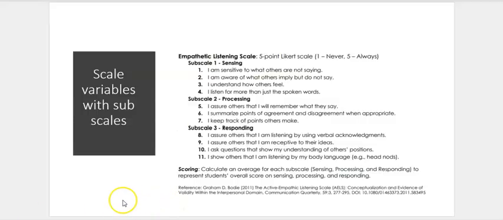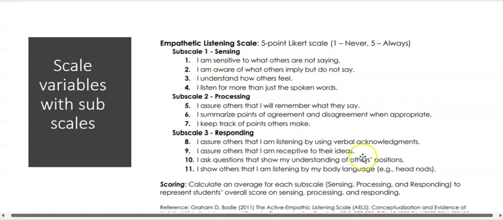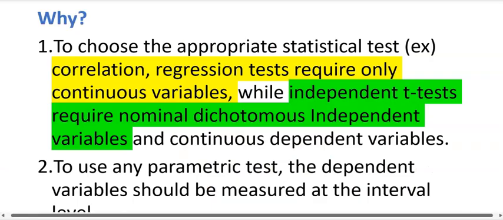And then scale variables with the subscales, that is like what I explained and showed you before. You have another example here. For instance, the empathetic listening scale. You want to know what empathetic listening is, and then you will divide it into three sections: sensing, processing, responding. So they have different questions, and then they will bring it together as a whole, the empathetic listening scale.